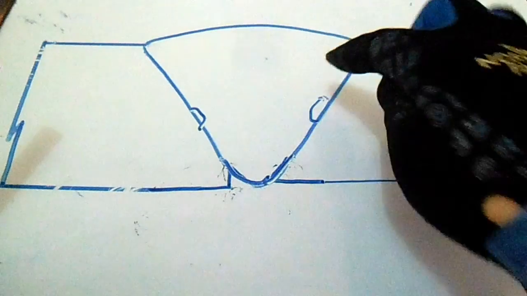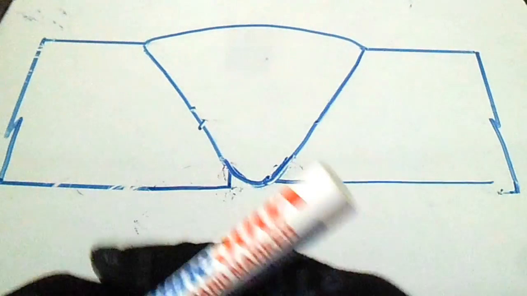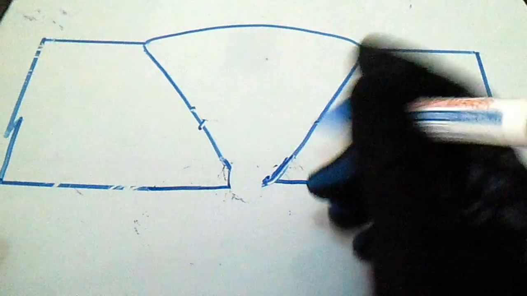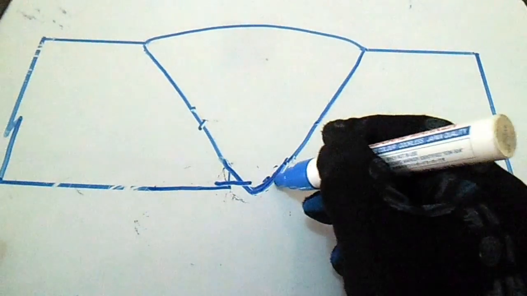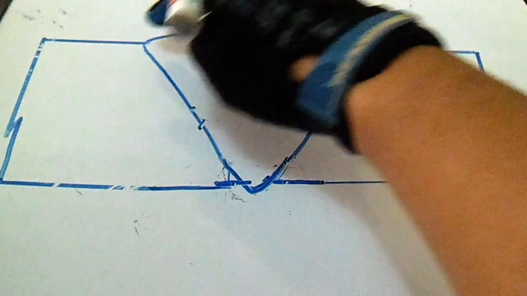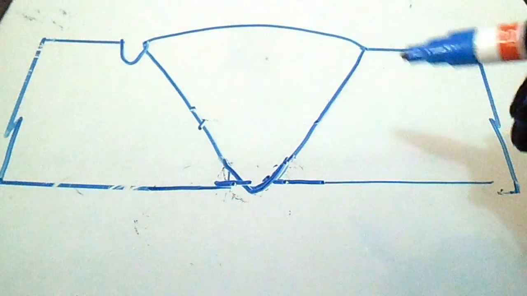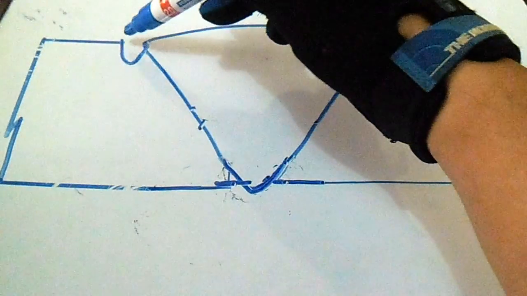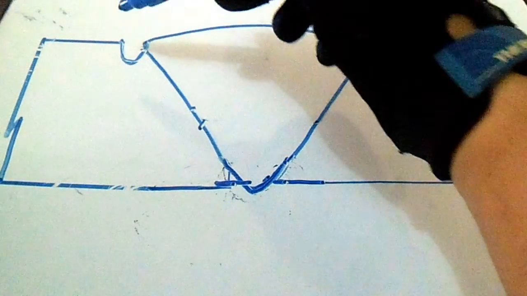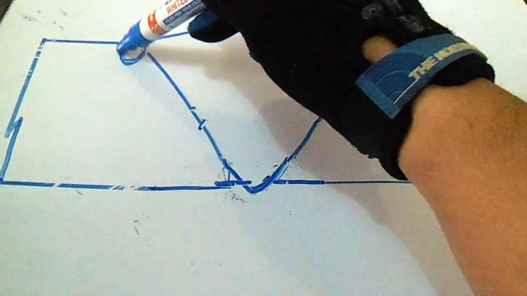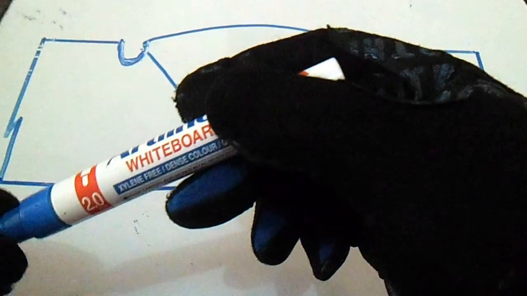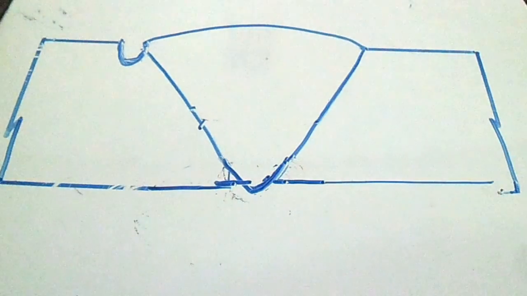Okay, so next defect. If you encounter this, if you see it like this, this is undercut. Okay, undercut. So this is an undercut. This is also caused by incorrect amperage.